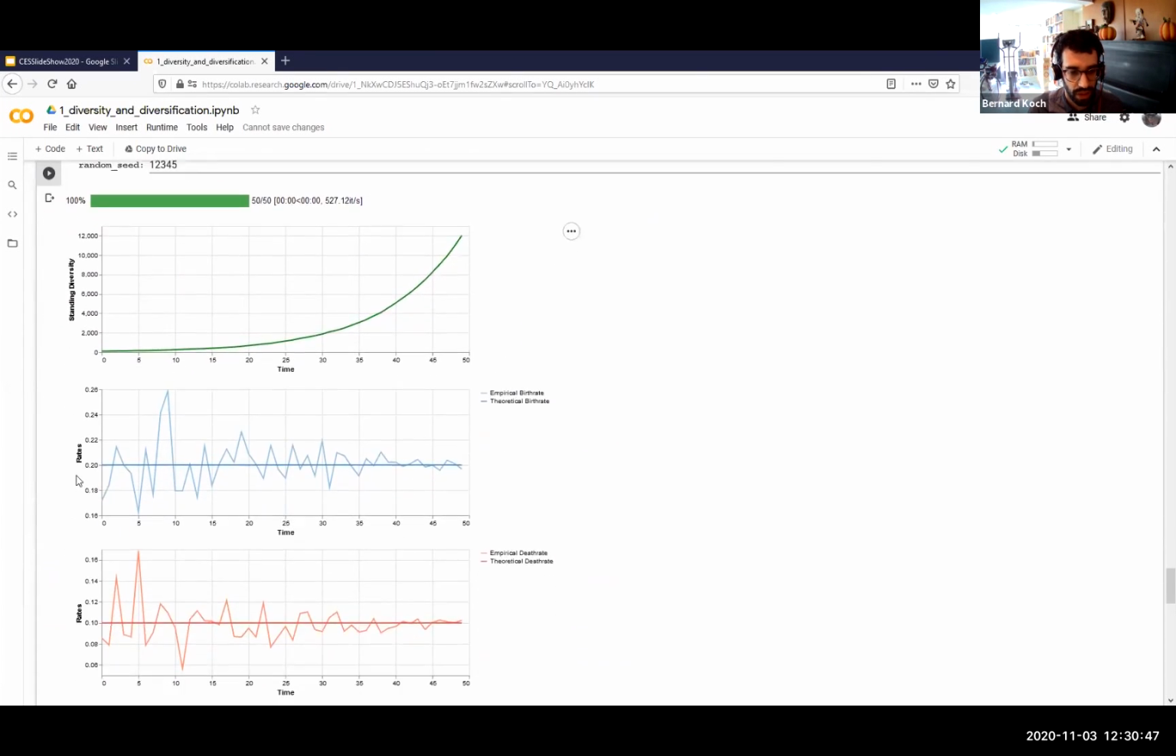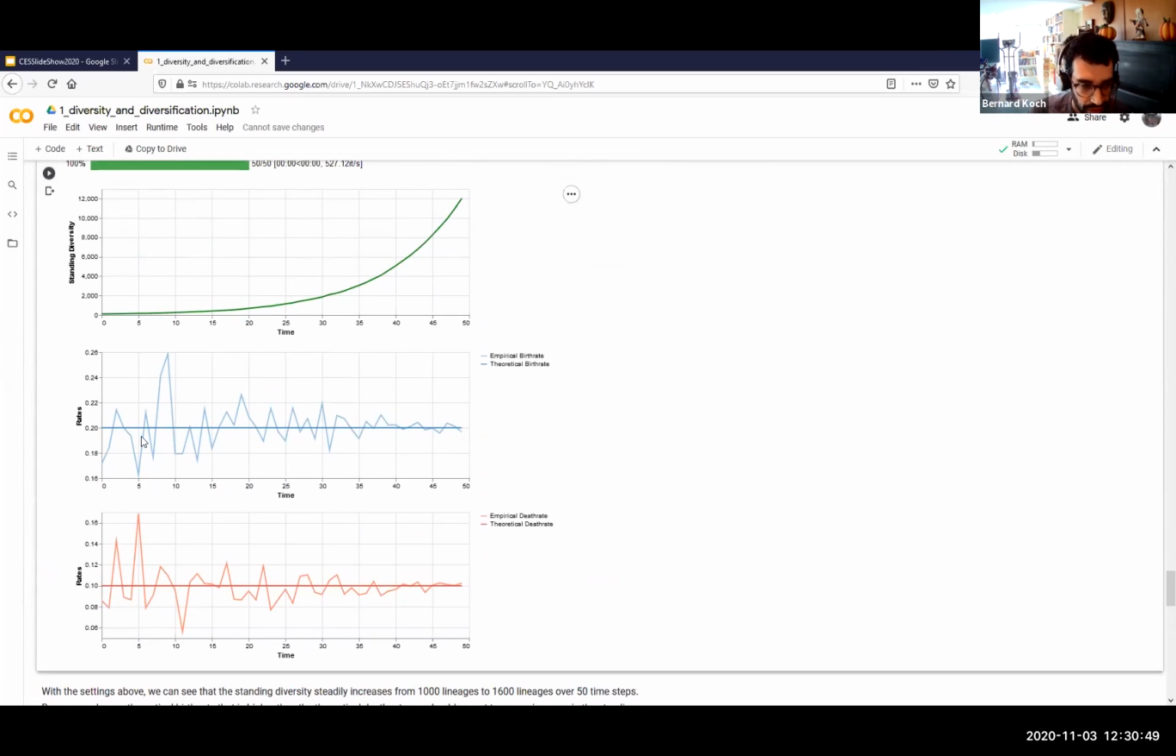Okay, so I'll look at the birth and death rates first, right? The solid blue line is the theoretical birth rate. That's what we said was 0.2. And same with the red line, that's the death rate. And you can see when we actually flip the coins, there's a lot of stochasticity in the rates. But eventually as the population size grows, that stochasticity becomes less obvious.